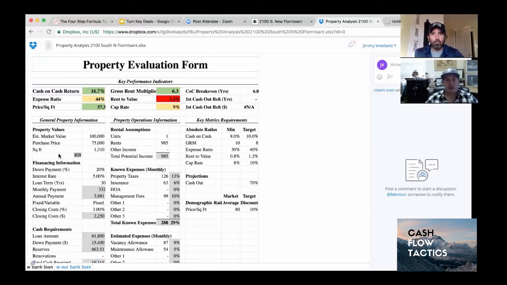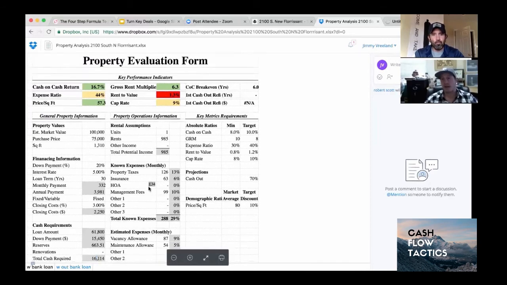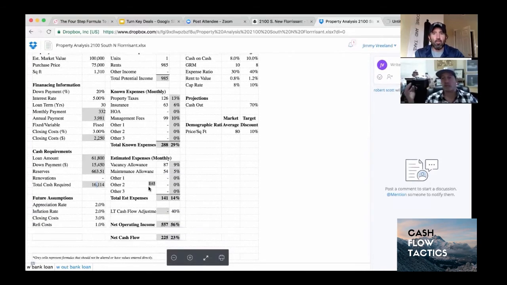Yep. Exactly. So after all is said and done, like you said, we have our vacancy allowance, our maintenance allowance, and we ended up with our $225 cash flow per month. You multiply that by 12, you get $2,700 per year you're going to make off of this property for an investment of $16,114. And that's where you come up with the 16.7% cash on cash return.